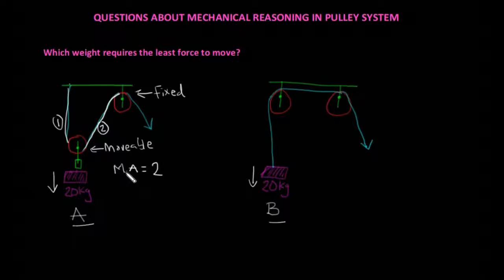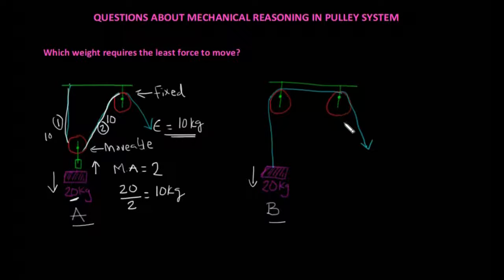Now what does that mean? There are two sections of rope supporting the weight of 20 kg. That means each rope will have a force of 20 divided by 2 ropes, which is equal to 10 kg. So over here we have 10, and rope number 2 we have 10. Hence the least force required to lift the 20 kilogram weight, the effort, is equal to 10 kg.